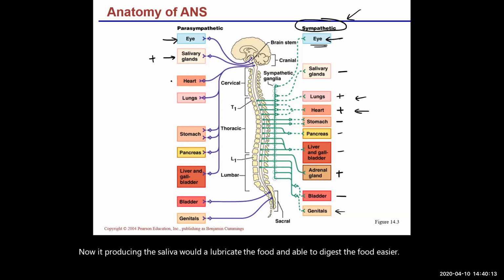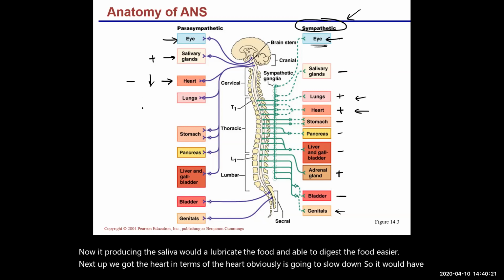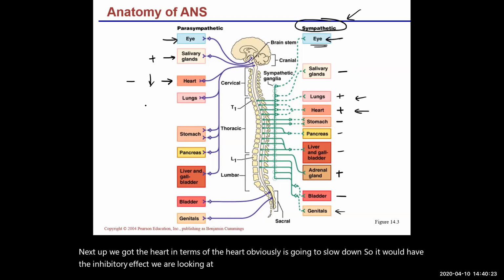Next up, we've got the heart. In terms of the heart, obviously, it's going to slow down, so it will have the inhibitory effect. We are looking at the parasympathetic activity. The lungs would be the same thing.